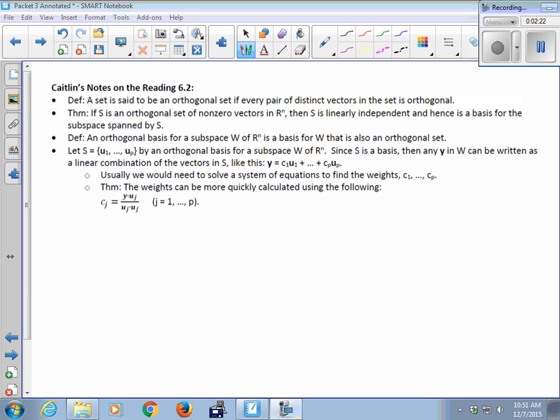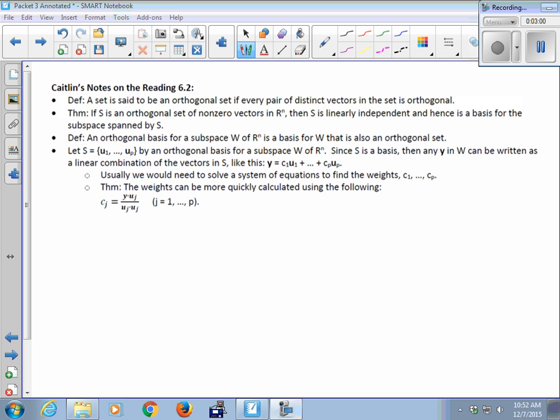All right, so if S is an orthogonal basis for a subspace W, then any y in W can be written as a linear combination of vectors in S. That's what a basis is. It's the smallest set of things that you can use to build every element of the set. Usually we find the weights by setting up a system of equations and solving: augment, row reduce, and you have the weights.